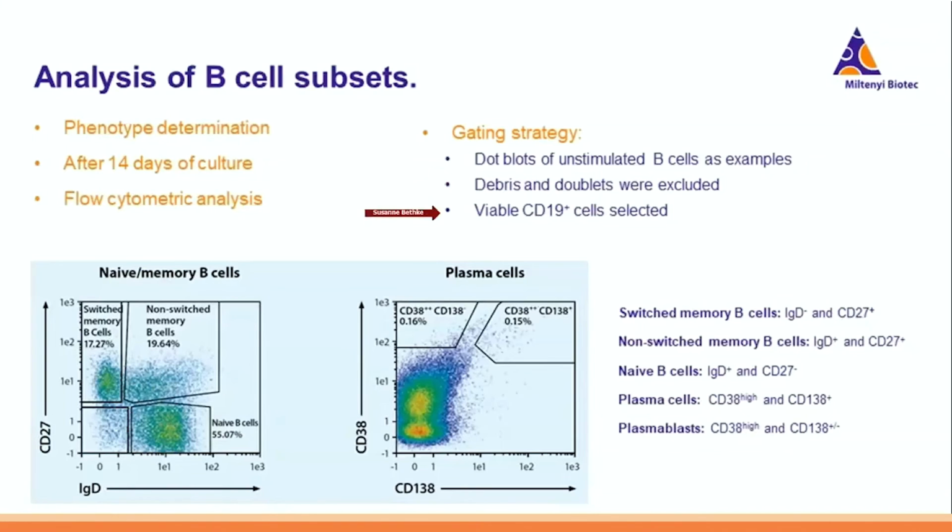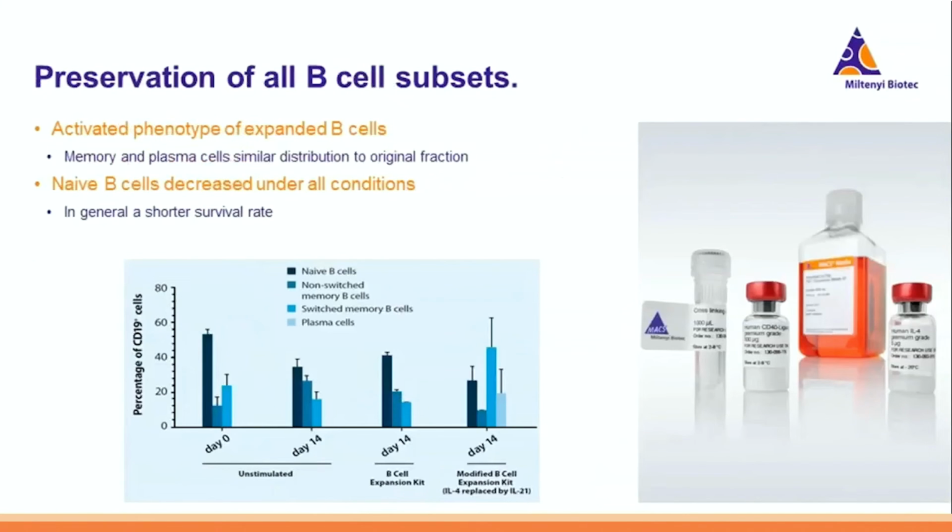And we then selected for the subsets switched memory B cells, non-switched memory B cells, and naive B cells by analyzing for the markers IgD and CD27, so that you have the subsets here. But we also checked for plasma cells and plasmablasts with the markers CD38 and CD138, which you can see here and here. By this, we found out that the memory and plasma cells have a similar distribution to the original fraction. So here you can see the B cell expansion kit, and next to it, unstimulated cells in the culture after 14 days.